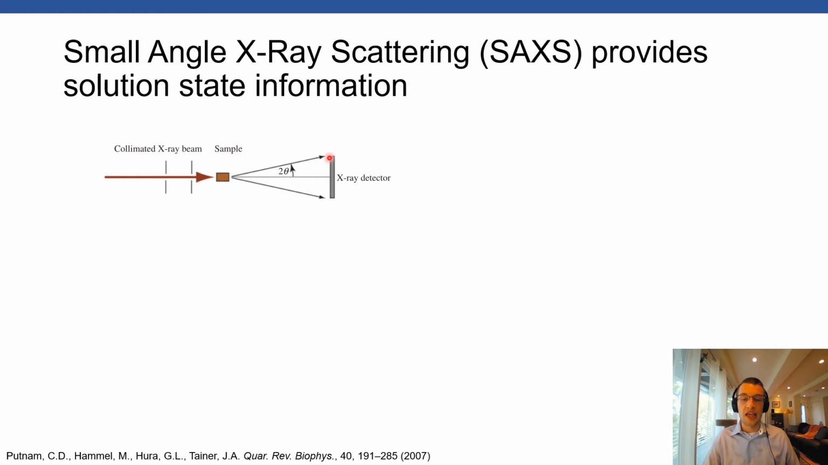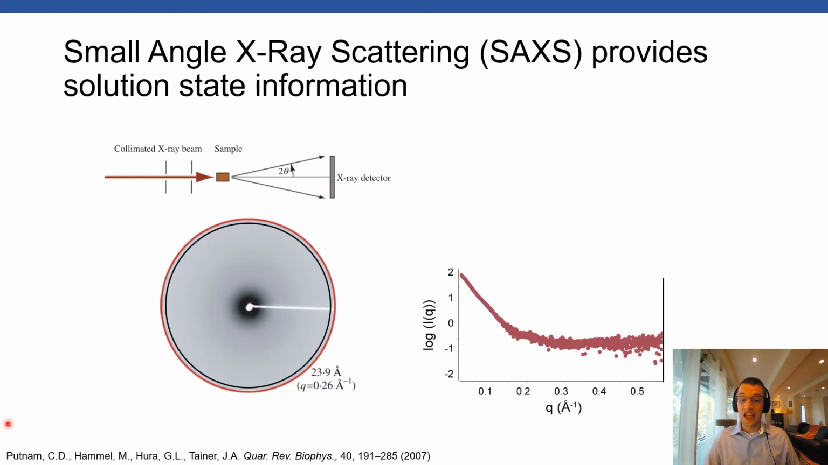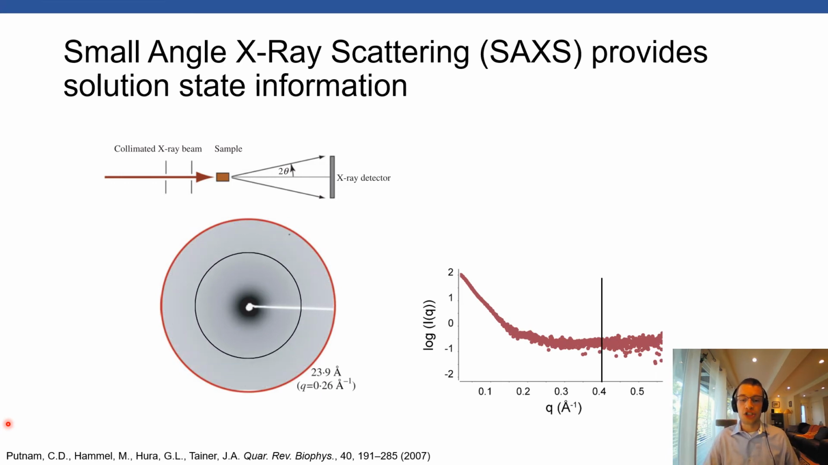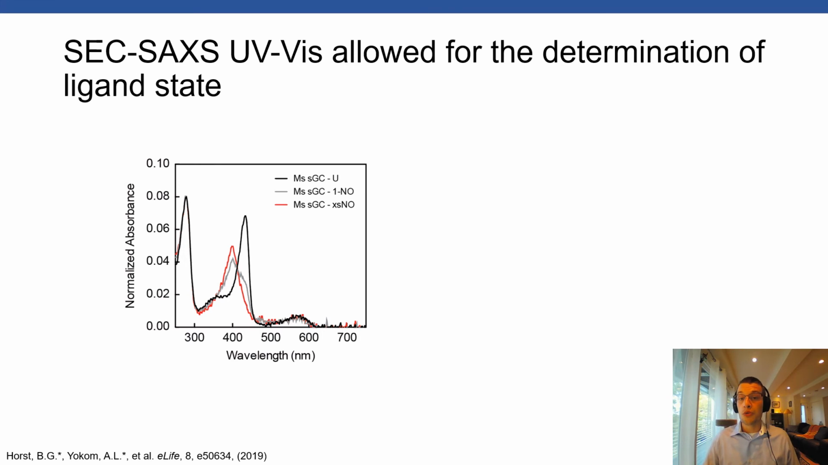If we were to look head-on at this X-ray detector, it would look something like this. And then if you radially integrate from large angles to small angles, you get a scattering curve like this. The scattering curve has lots of information about different properties of the molecule, and SGC scattered very well. We have a nice radius of gyration, volume, and the molecular weight agreed with what we expected it to be. We were able to take advantage of an inline UV vis detector on our SAXS sample to determine the ligand state of our SGC.